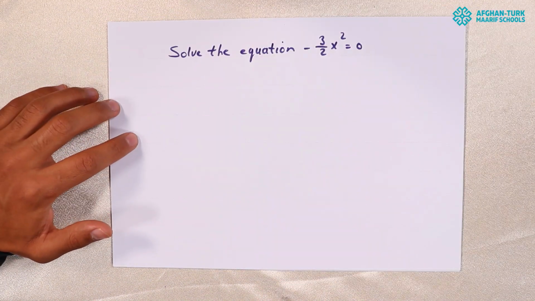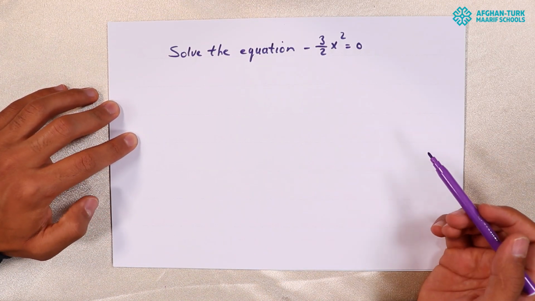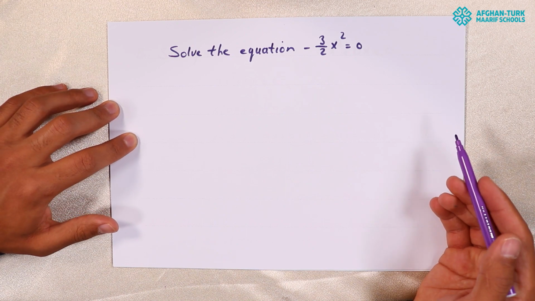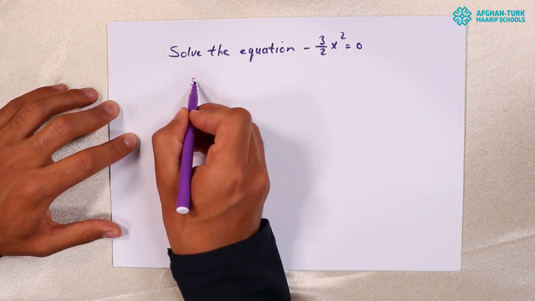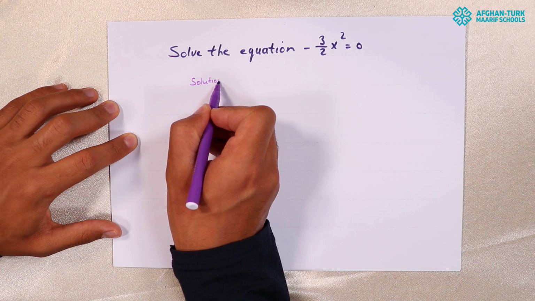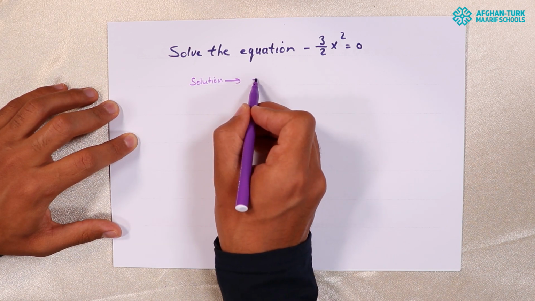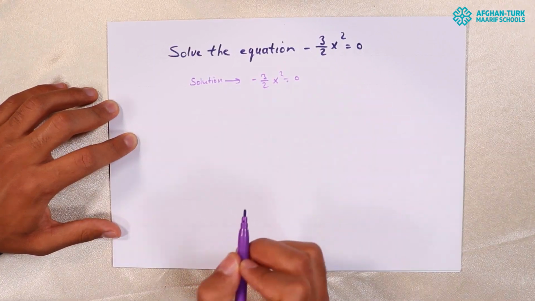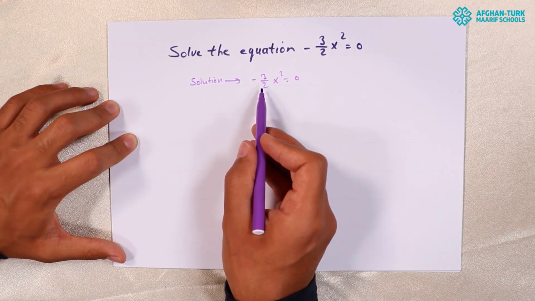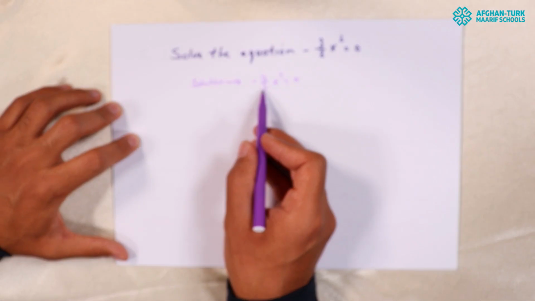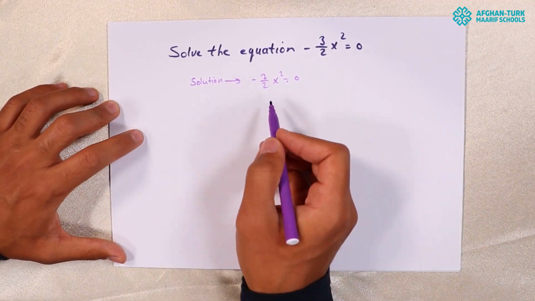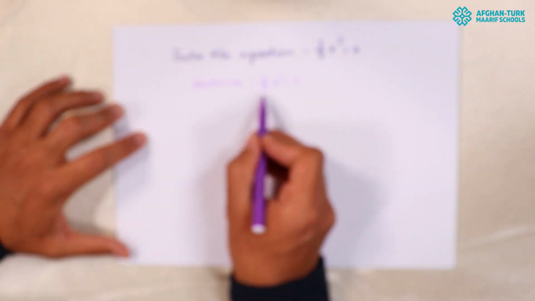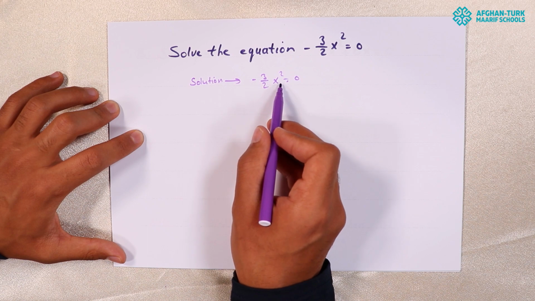Okay, solve the equation minus 3 over 2 x squared is equal to 0. Solution. Minus 3 over 2 x squared is equal to 0. First step, we must make the coefficient of x squared 1. So what should we do? We are going to divide both sides by the coefficient of x squared.